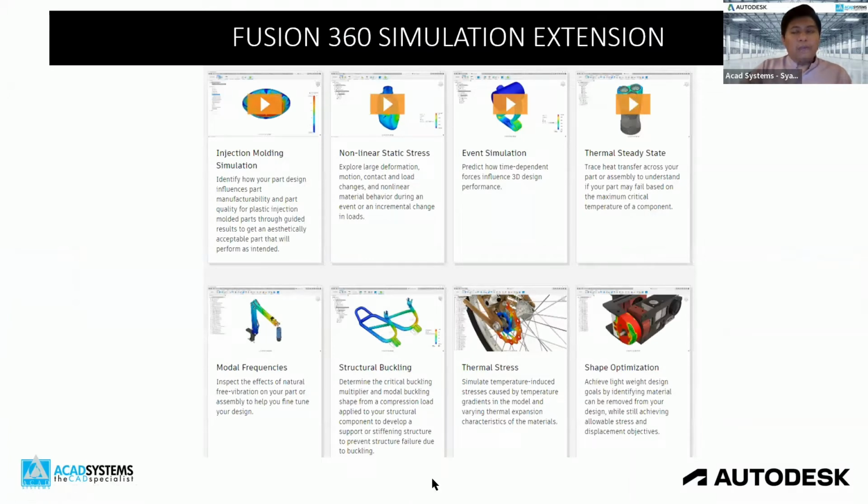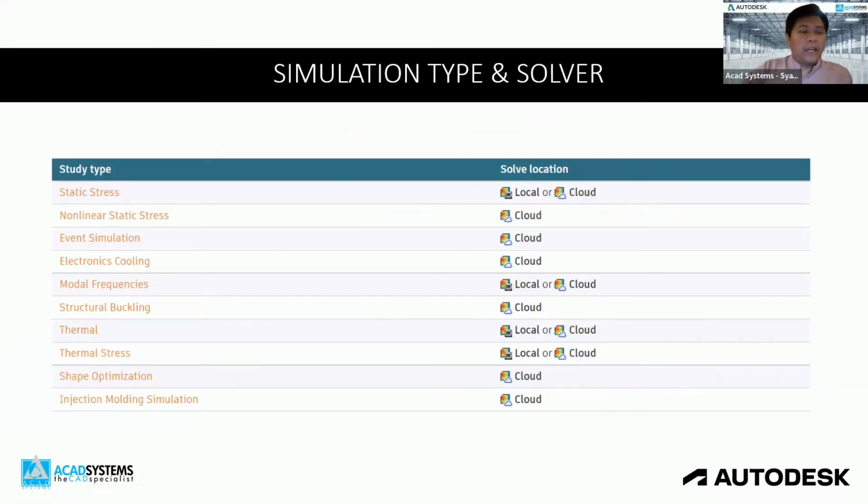To add on something, Fusion 360 also has a few types of extensions. Today I would like to present the Fusion 360 simulation extension, which you need to purchase separately from Fusion 360. It includes injection molding, event simulation, shape optimization, and other kinds of simulation. However, electronic cooling is at this moment still available in the default Fusion 360, so there is no need to add on the extension.